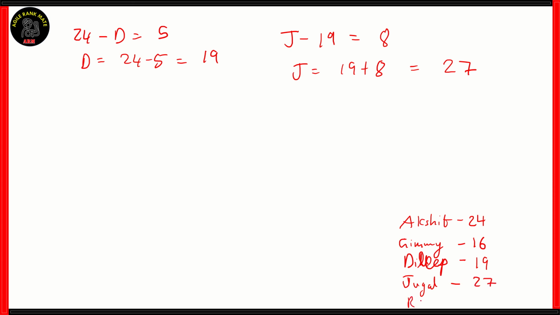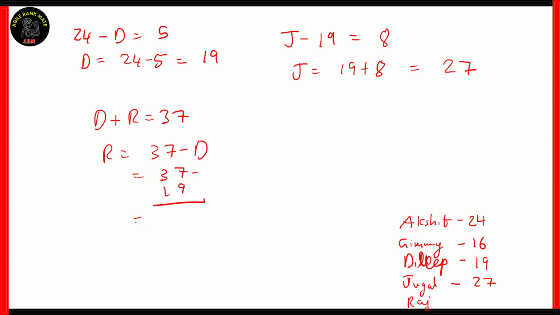Finally, we have Raj. So how do we calculate Raj's share? We know that D plus R equals 37. We also know that D equals 19. So R is going to be equal to 37 minus D, which is equal to 37 minus 19. So 17 minus 9 gives you 8. 2 minus 1 gives you 1. So therefore, Raj ate a total of 18 rasgullas.